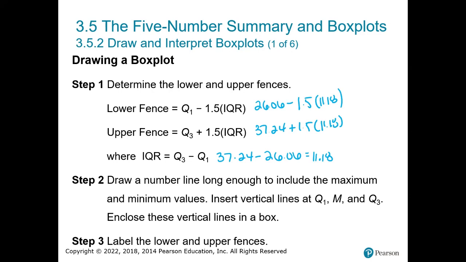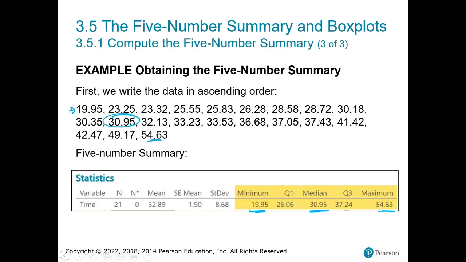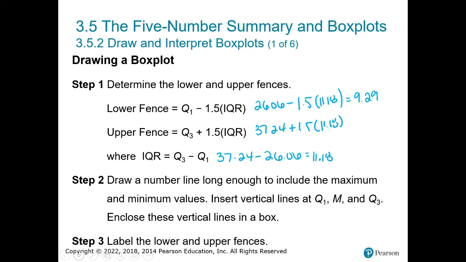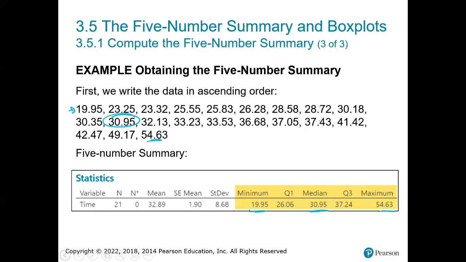All right, so 26.06 minus 1.5 times 11.18. As long as you have a scientific calculator, you can type it in exactly as you see there. So 9.29 is my lower fence. My minimum is above that, so I'm good there. We're going to check the upper fence, 37.24 plus 1.5 times 11.18. The highest value is 54.01. Our maximum is above that, so this value here is actually an outlier.